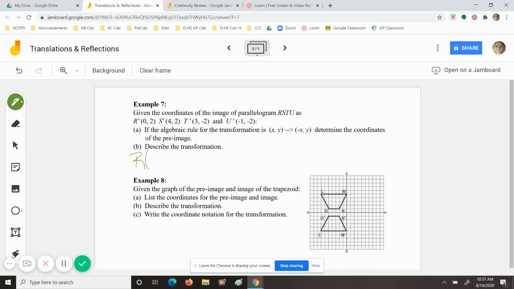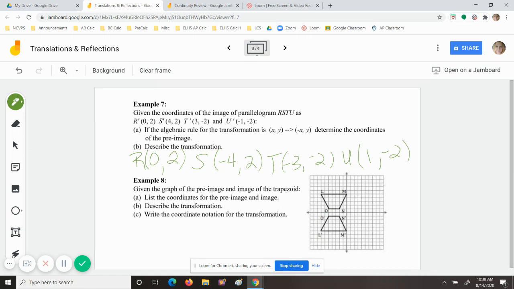Okay, we negated the x to get here, so we're going to negate the x to move back. 0 doesn't have a sign, so it stays 0. S, now the original coordinate would have been negative 4, 2. T, the original coordinate would have been negative 3, negative 2. And U, the original coordinate would have been positive 1, negative 2.